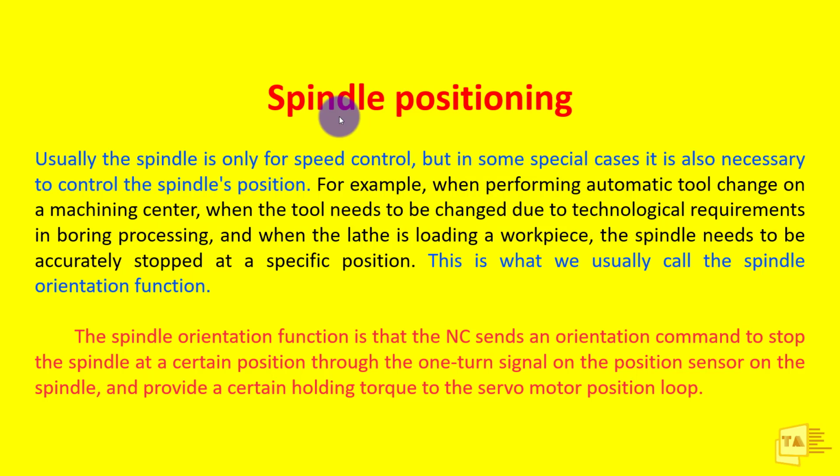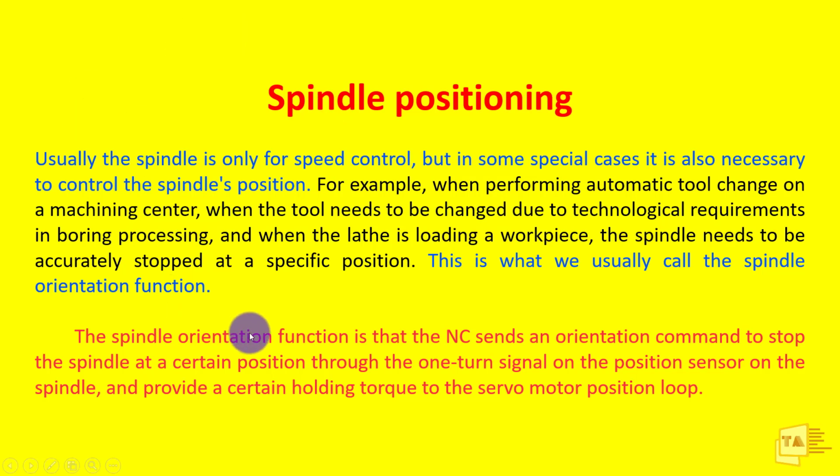So for that purpose we need to control the spindle's position, right? This is what we usually call the spindle orientation function. If you want to change your tool, at that time we need to put the spindle in the orientation condition, otherwise we cannot change the tool. If we change the tool without the orientation, the tool will drop or some other accident may happen. So this is the spindle orientation function. Next, how does the spindle orientation work?